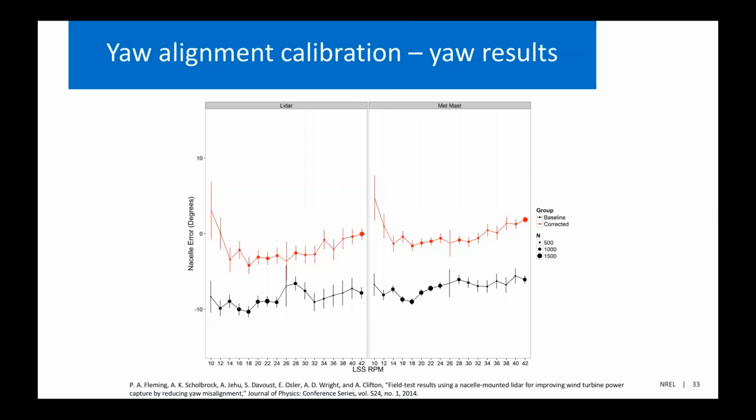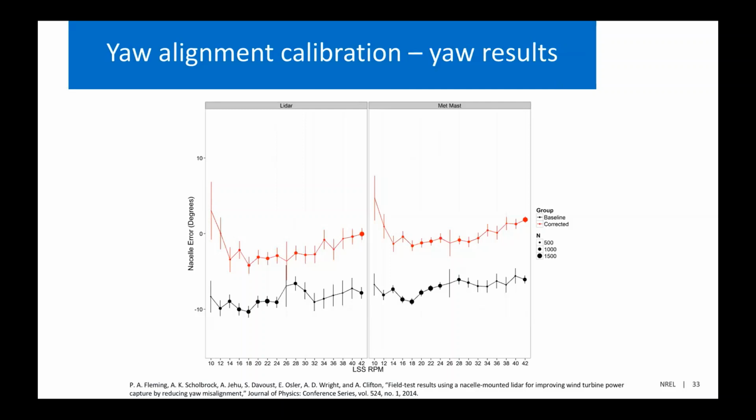So we did this on one of the wind turbines at NREL and put a LiDAR up on the nacelle and measured the wind, and from that determined that there was an error in our signal and then applied a correction to the yaw controller.